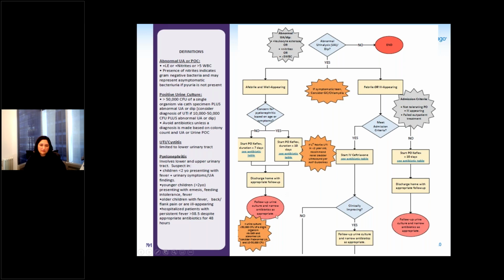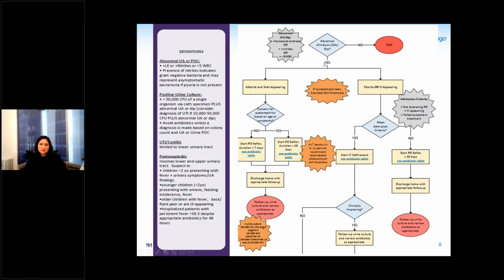When patients are discharged home, make sure the urine cultures are followed up and antibiotics narrowed as appropriate. As I said, 50% of E. coli in this country are resistant to ampicillin, but 50% are not. So you can narrow from Keflex, the first generation cephalosporin, to ampicillin. That should really be done.